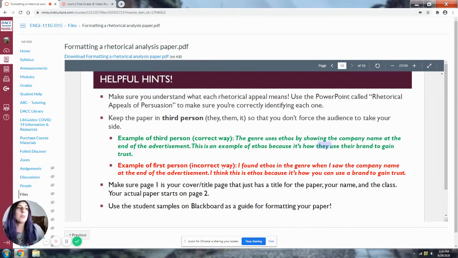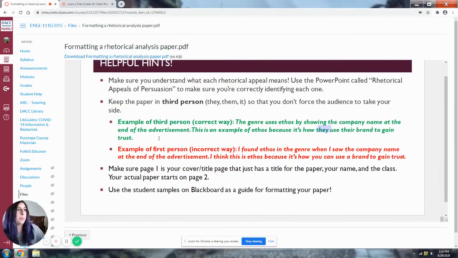They. Example of first person, which is incorrect. I found ethos in the genre when I saw the company name at the end. I think this is ethos. It's a quick fix, but just make sure you're keeping it at third. It gets you more practice for your real formal research essays as well.